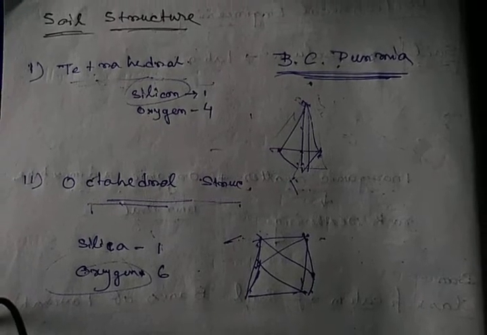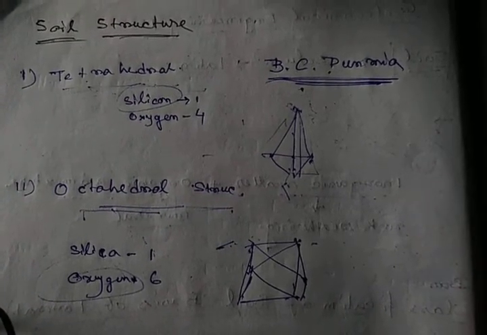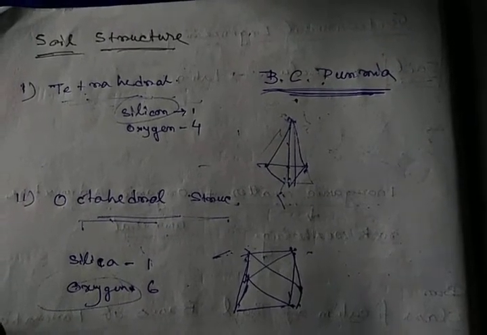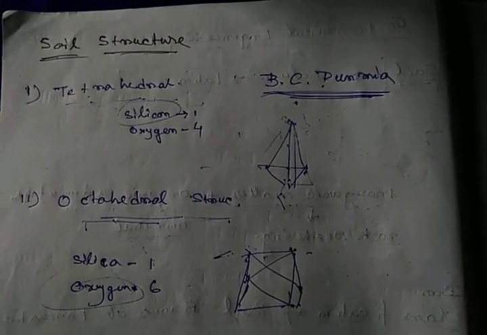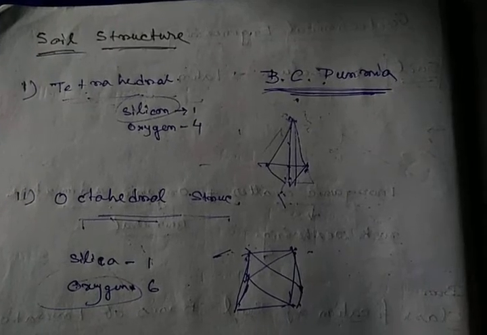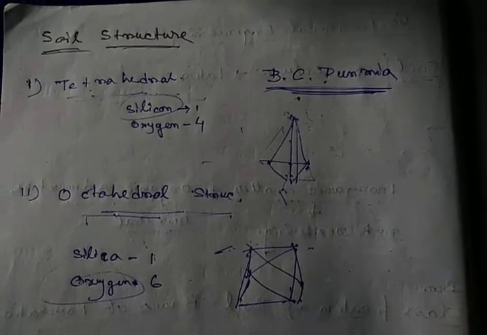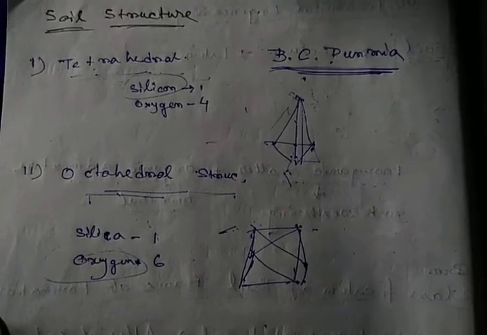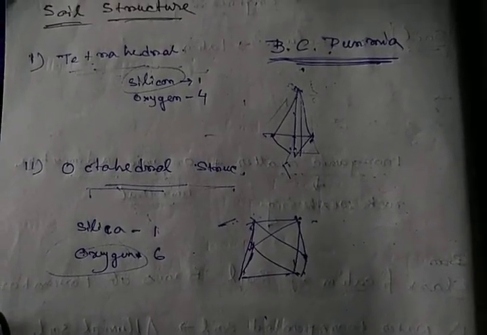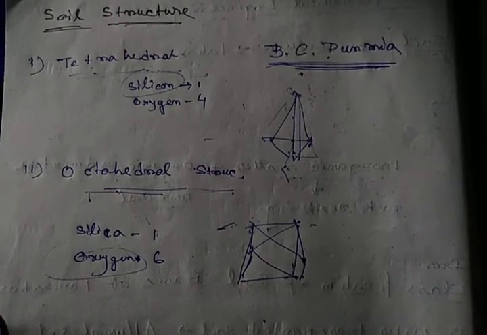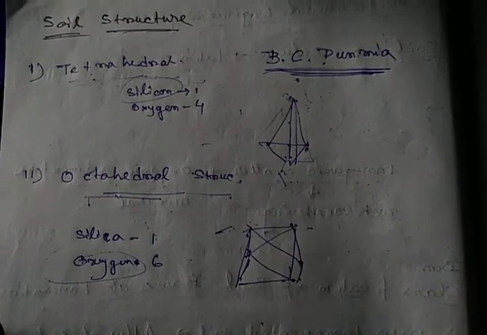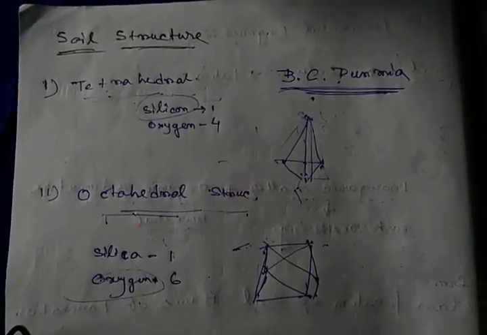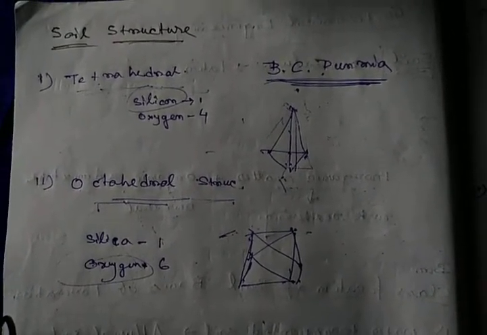They are the tetrahedral structure and the octahedral structure. In the tetrahedral structure, there is one silicon and four oxygens, and it is like a diamond shape, and it is called a tetrahedral structure. The other is the octahedral structure, where there is one silicon and six oxygen particles, and this makes the soil octahedral structure. These two are chemical structures.